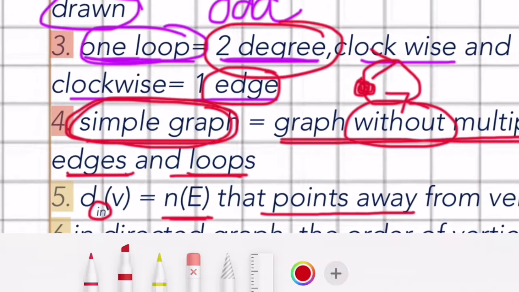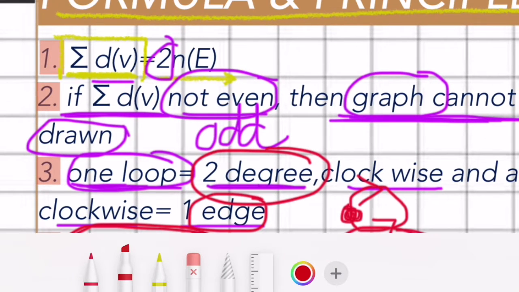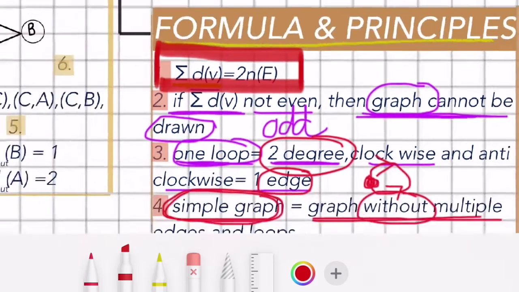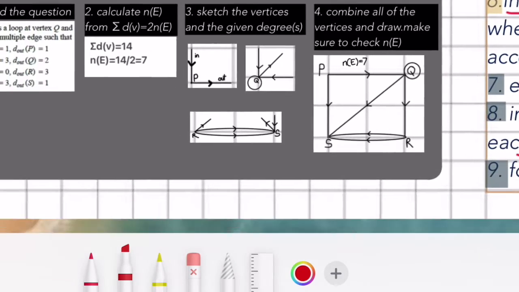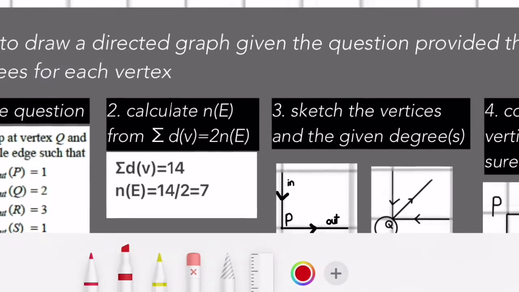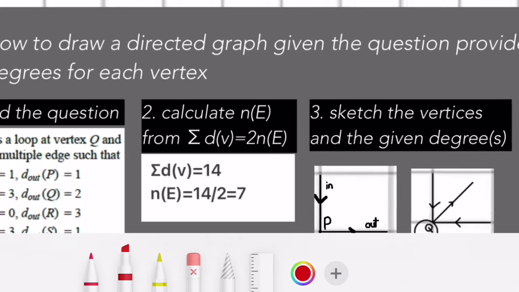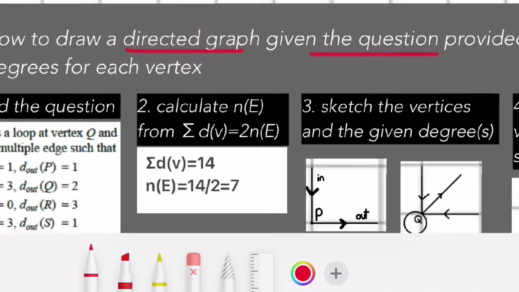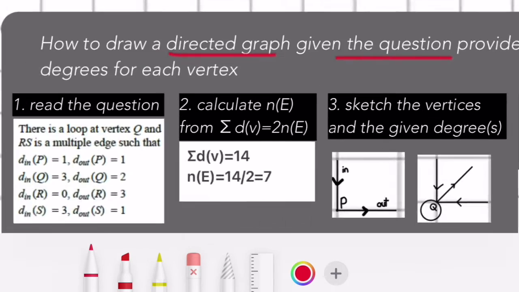So we have quite many important formulas like this one. You have to memorize it. The total degree is 2 times the number of edges. Right. So how to draw a directed graph? How to draw a directed graph given that the question provides the number of degrees.